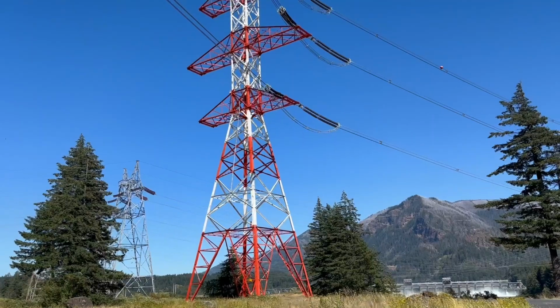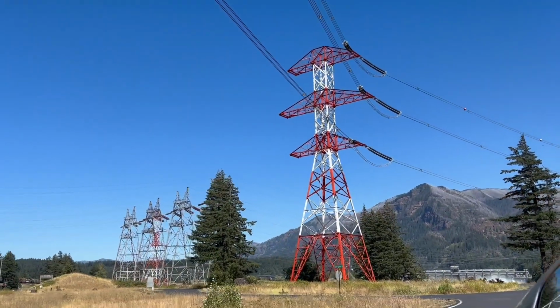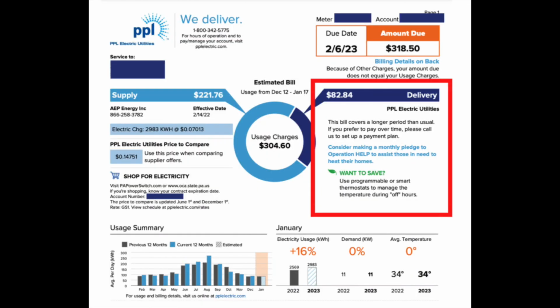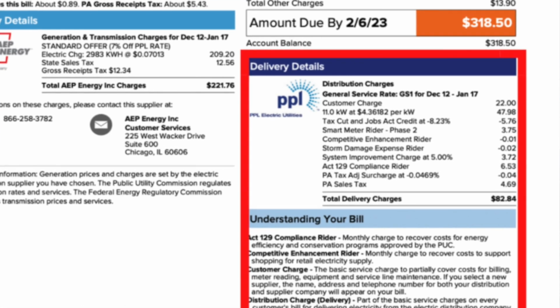Delivery charges. A delivery charge is the cost associated with transporting energy from the power plant to your home. This includes maintenance of power lines, infrastructure, and the service required to ensure that the energy is delivered reliably. Delivery fees can be fixed or variable depending on your location and the specific services provided by your utility company. Monitoring these charges can help you identify trends and understand potential opportunities for reducing usage during peak hours, which may lead to lower delivery costs.